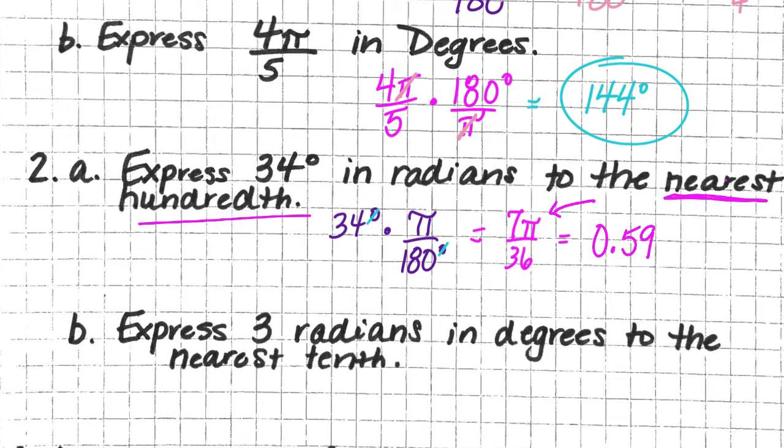So the next question is the same sort of thing. It says express 3 radians in degrees to the nearest tenth. Well, pay attention to where they're rounding it to. So if I take 3 and I multiply it by 180 over pi, and I put that in my calculator, I end up with 171.9 degrees.